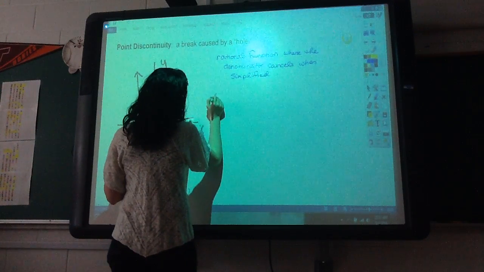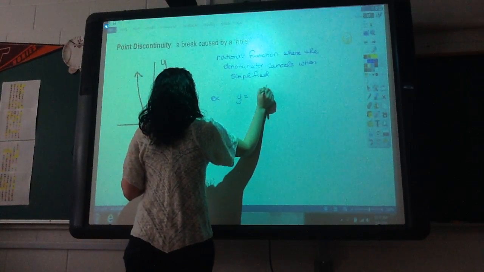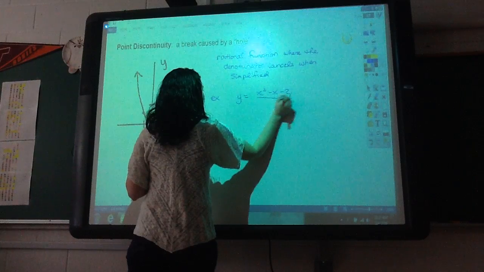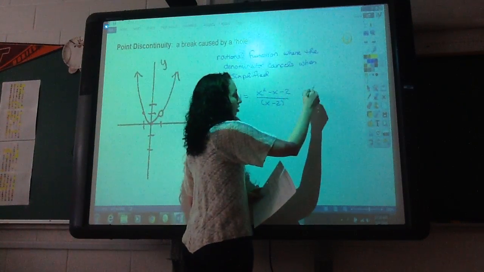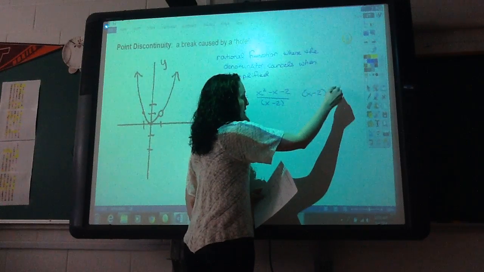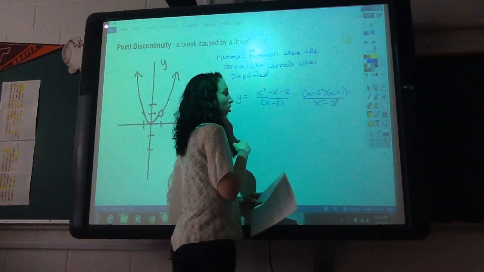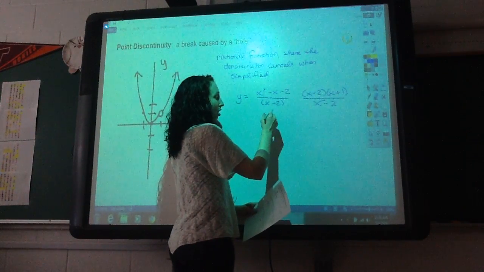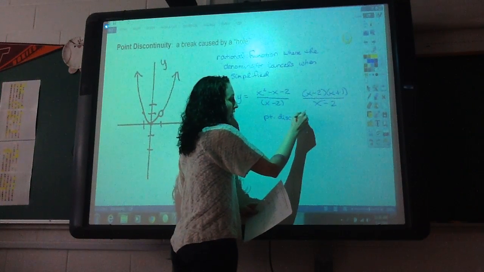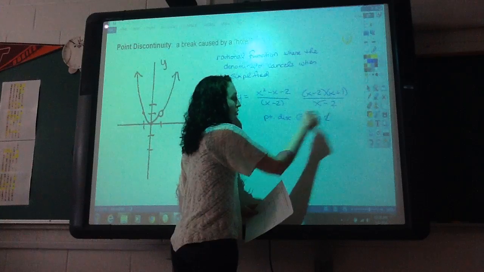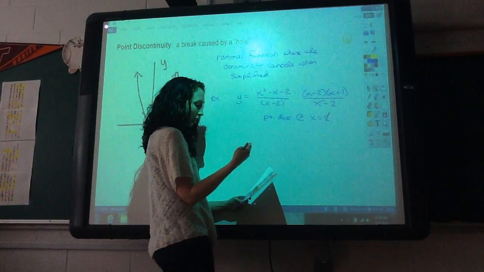So that's things like, for example, y equals x squared minus x minus 2 over x minus 2. Because this is going to factor into x minus 2, x plus 1 over x minus 2. So those will cancel, which means I have a point discontinuity at x equals 2. The one term that's going to cancel created a hole.